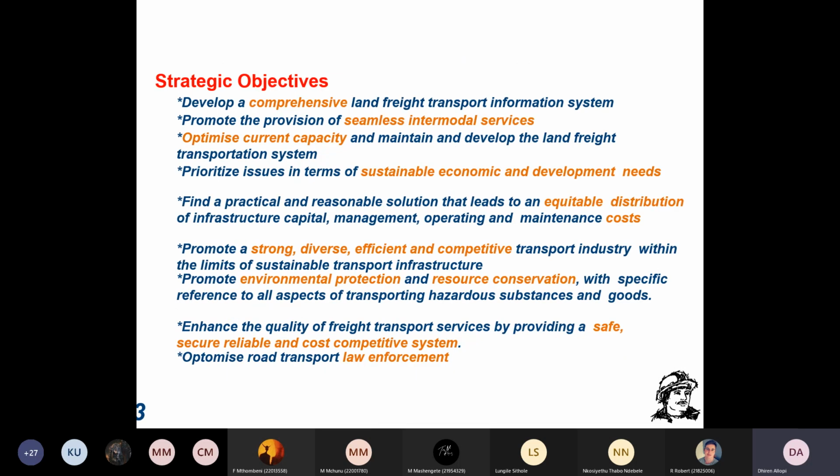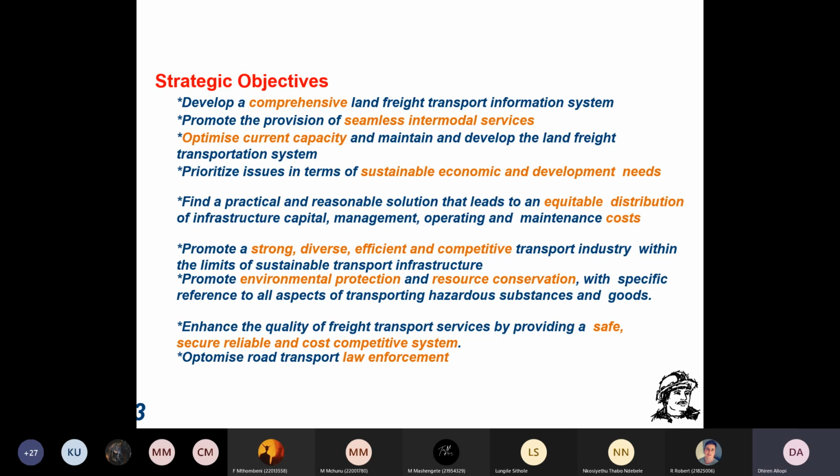In terms of strategic objectives also, one needs to have a proper comprehensive system in place. And again, you can see the words seamless intermodal service, from maybe road to air or road to water. And how often you notice these containers, for example, transported by road, sitting at the container terminal, waiting to get onto a ship. Time factor. That's why we say provision of seamless intermodal service.